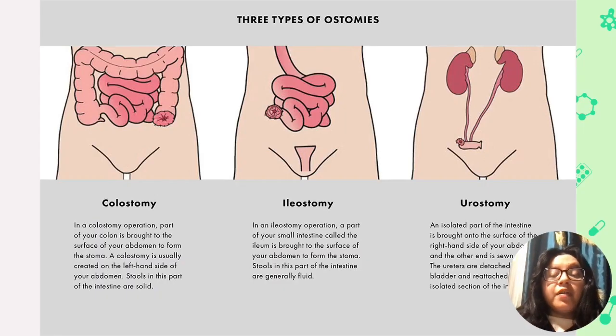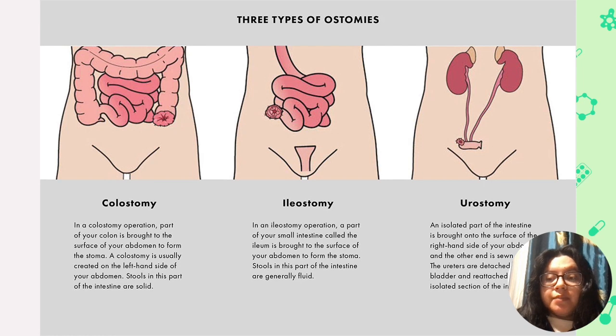There are 3 types of ostomies: the colostomy, ileostomy, and urostomy. The colostomy involves the large intestine. The stool is passed through the stoma. Usually this is a more solid form of stool compared to the ileostomy. The ileostomy involves the small intestine. It diverts waste, and usually the waste will not be solid compared to a colostomy. It will be more fluid, liquidy.